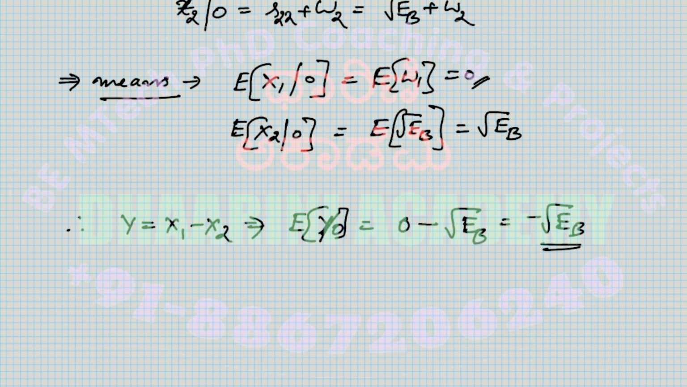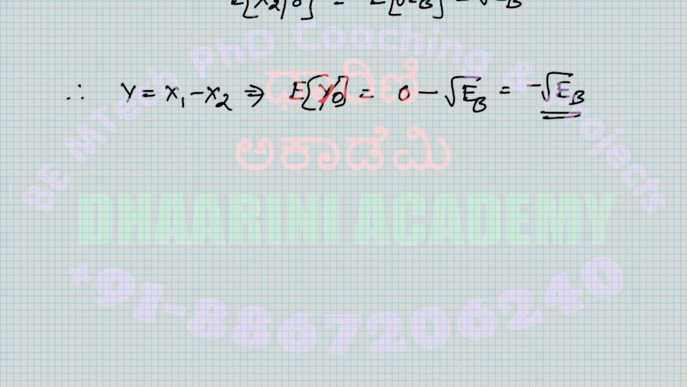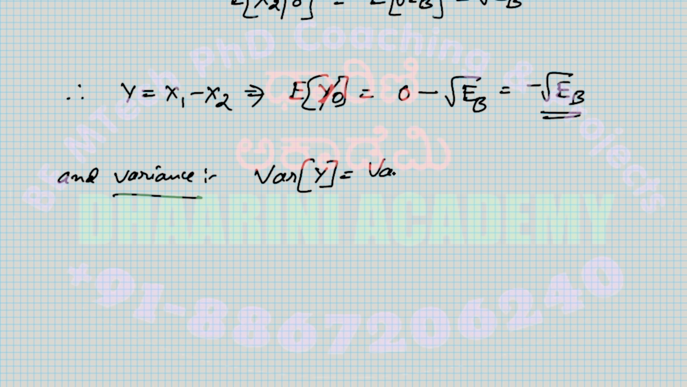Also, we can directly write the variance. Let's calculate the variance, right? So the variance of y is equal to, it doesn't matter whether you are adding or subtracting, the total variance is going to remain the same. The variance of x1 plus the variance of x2, right? Because y is equal to x1 minus x2, but variance gets added.